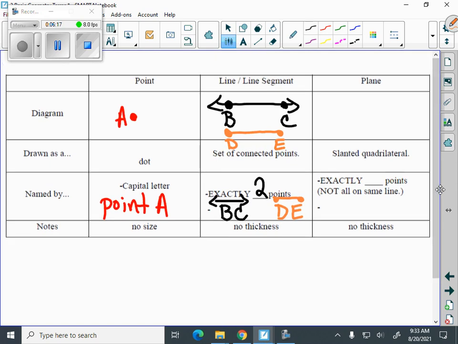Finally, a plane. Again, a plane I think of as a flat surface, honestly. I think of it as a piece of paper. It tends to be drawn something like this. And you have, let's see, F, G, H. Point F in there, point G, point H in there.